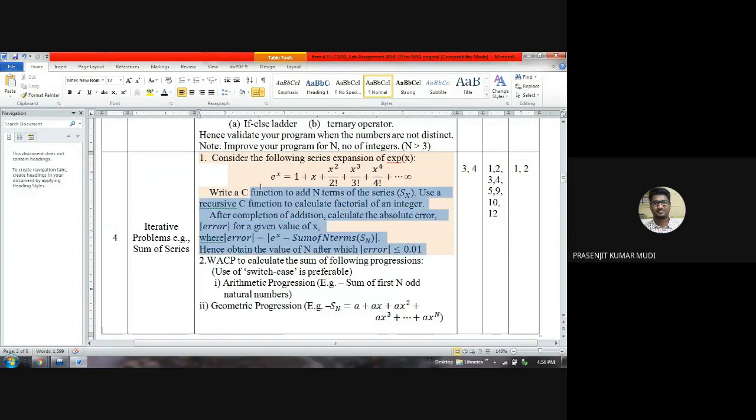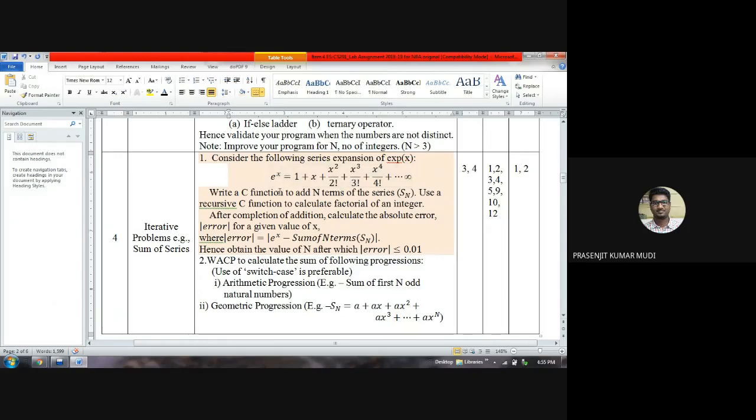So this is the problem statement. Consider the following series expansion of e to the power x, which we know is equal to 1 plus x plus x squared by 2 factorial plus x cubed by 3 factorial plus dot dot dot up to infinity. So it's an infinite series expansion of e to the power x.